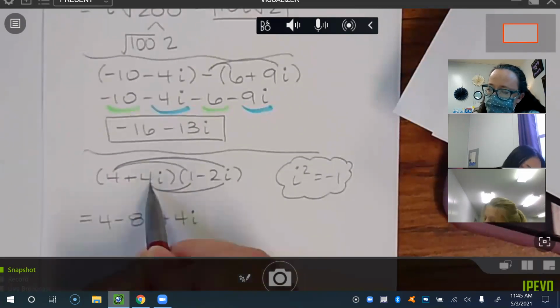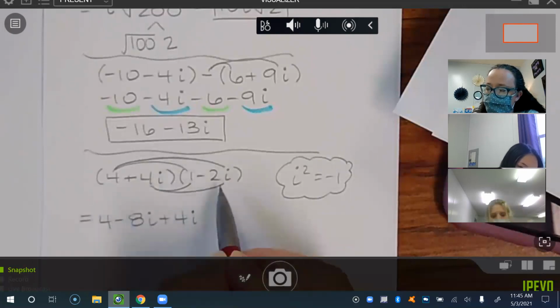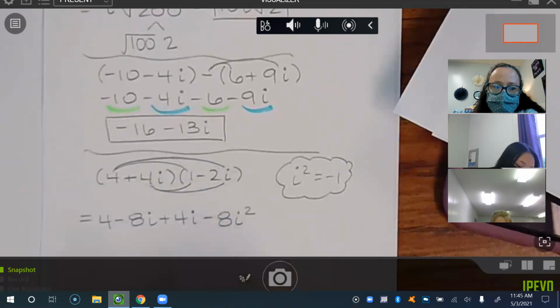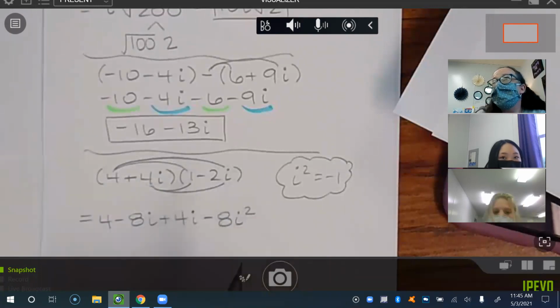What is 4i times -2i? Say that again. Yes, good. So minus 8i squared. That's right. Because 4 times -2 is -8, and i times i, remember, you just treat i like it's an x. So if it were x and x, you put x squared.